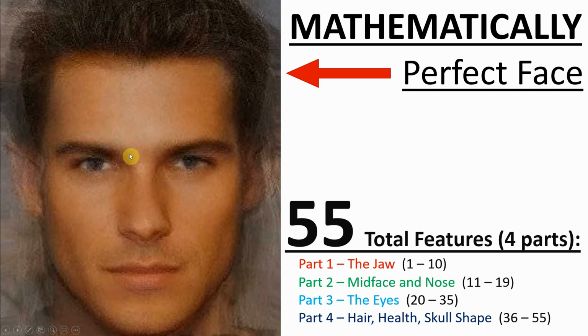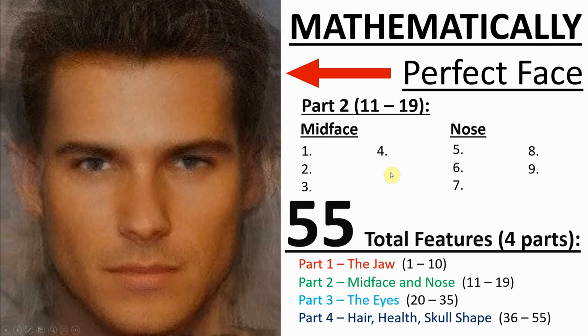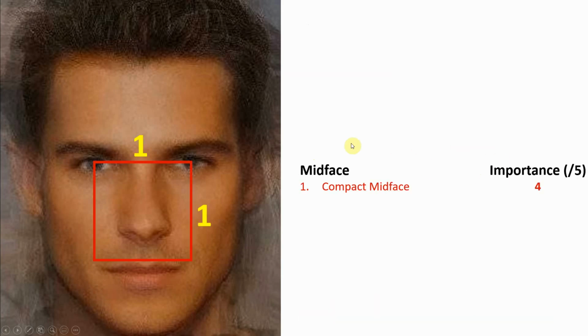Hello and welcome. This is part 2 of 4 where I'm going to be continuing my analysis of the mathematically perfect face. So in part 1 I stated that this face is as close to a perfect male 10 as we can achieve, for which there are a total of 55 features. And in this video I'm going to be analysing the midface, for which there are a total of 4 features, and I'm also going to be analysing the nose, for which there are a total of 5 features. So let's get this started.